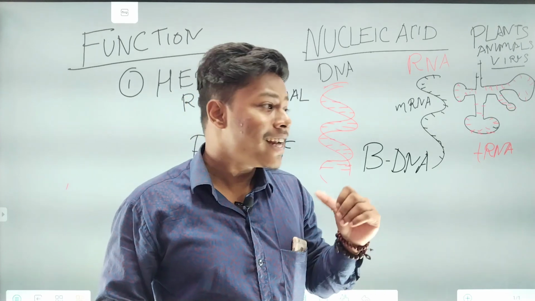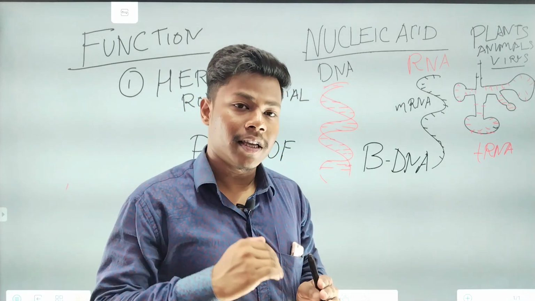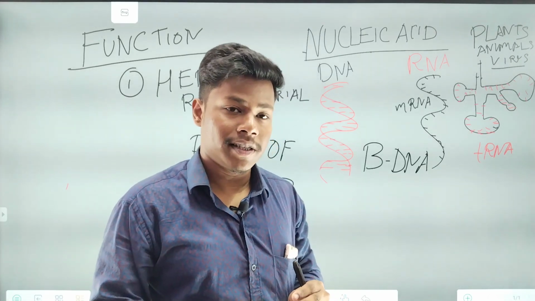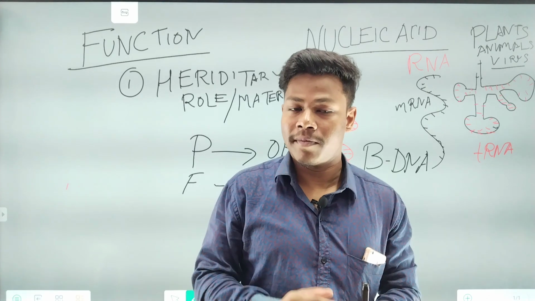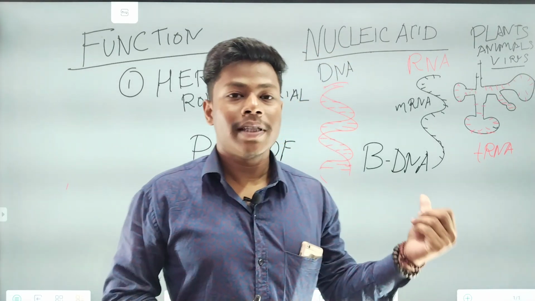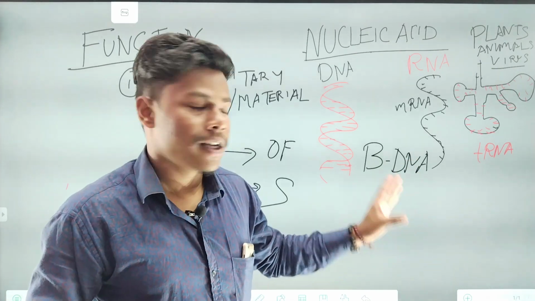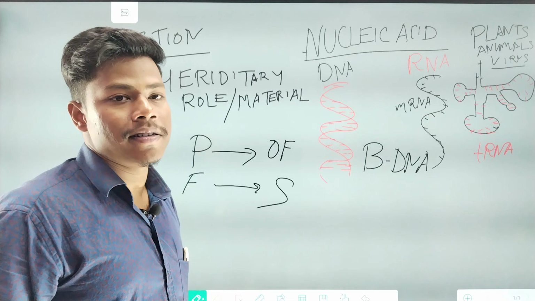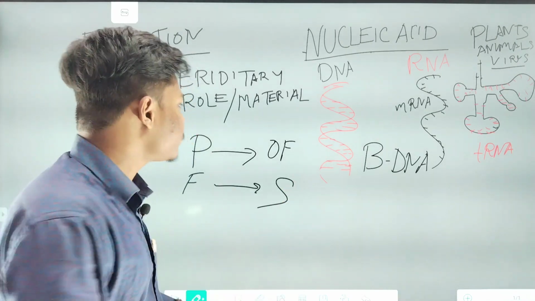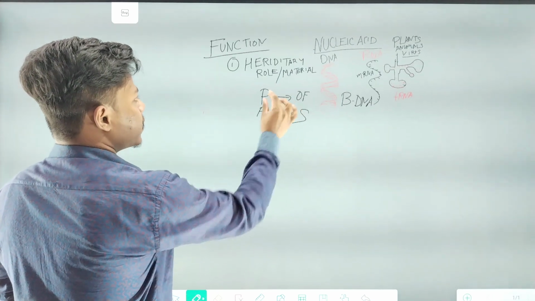Also the passing of antibiotic resistance in a particular bacteria. ठीक है, बैक्टीरिया के पास क्या होता है? एंटीबायोटिक रेजिस्टेंस होता है in some bacteria in their plasmids. So that antibiotic resistance will also be transferred by DNA and RNA. So this is one function of DNA, that DNA is a hereditary material. Understand? Fine.